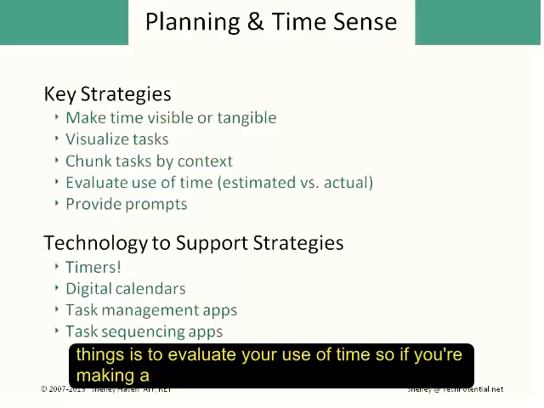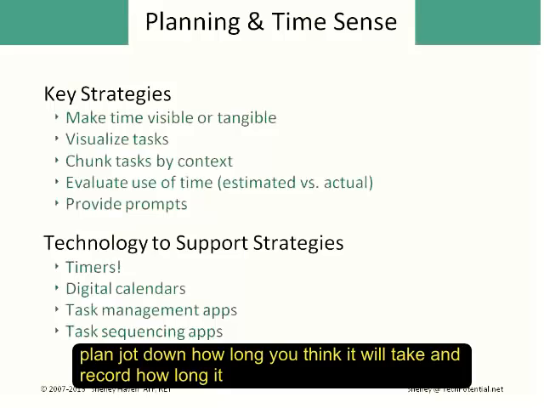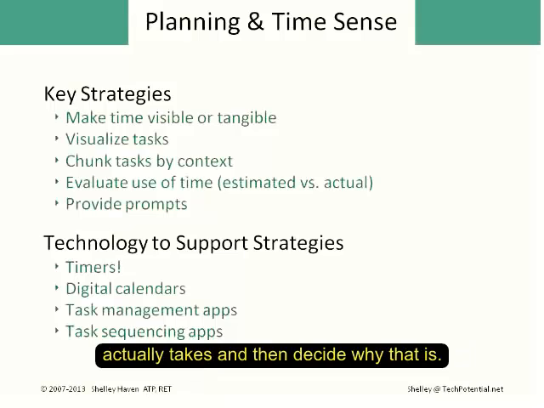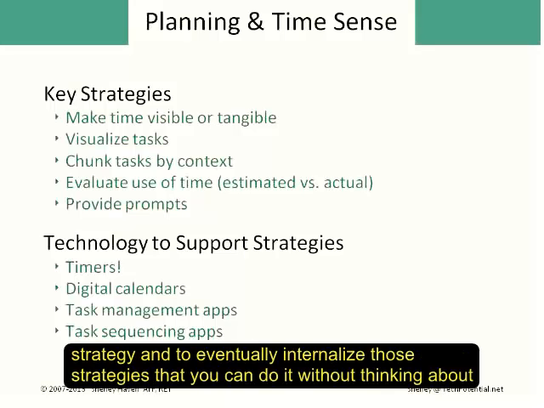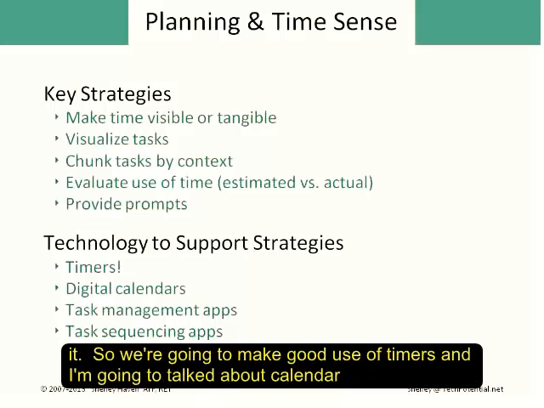And then one of the other things is to evaluate your use of time. So if you're making a plan for, here are the things that I'm going to do, jot down how long you think each one is going to take, then record how much time it actually takes, and then look at, okay, why do I think that is? Did I estimate poorly? Were there interruptions? And then make changes for next time. Because again, the goal for any of these executive function things is to come up with a decent strategy and to eventually internalize those strategies so that you can do them without thinking about them.